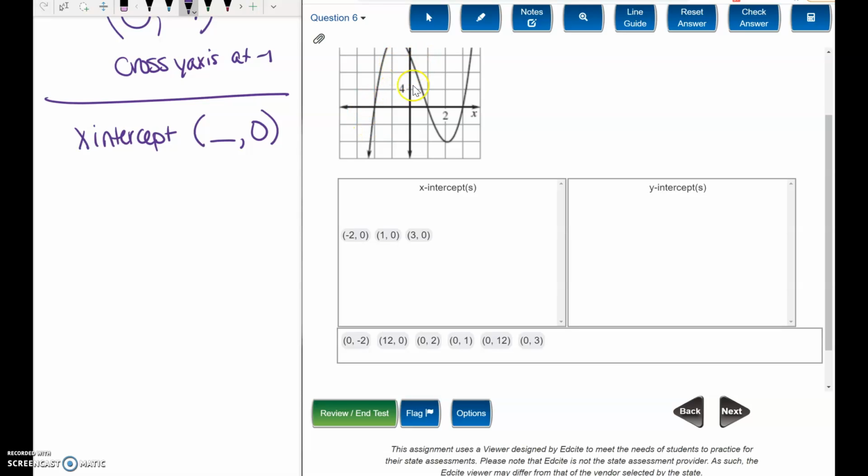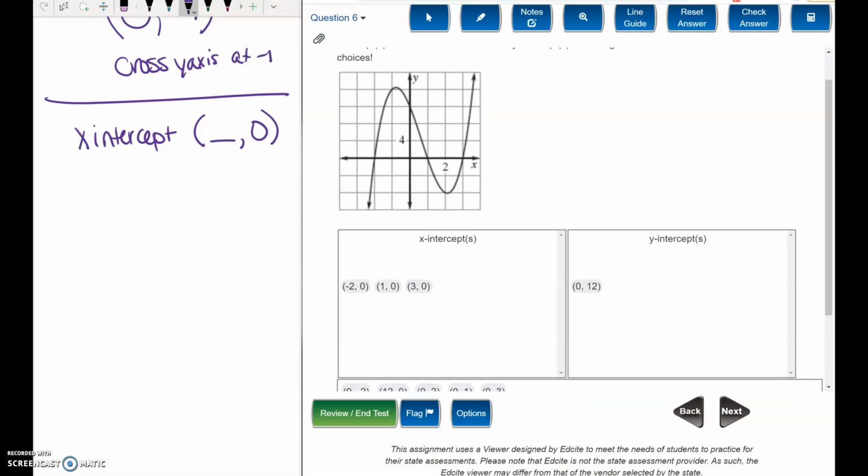Your y-intercept, it looks like it crosses. This one has a weird scale on the y-axis. So if this is 4, that means the next one would be 8, and the next one would be 12. So the y-intercept is 0, 12. The graph on the test does not have a funky scale. It is a scale of 1, so it'll be easier to find those numbers.